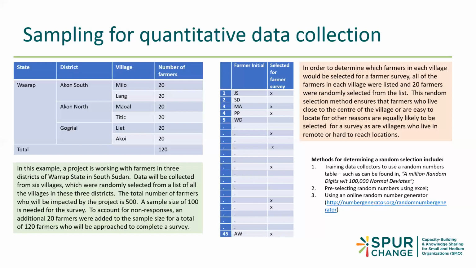In this example, there were 45 farmers in the village. We need to select 20 of these farmers. A random number generator provided 20 randomly selected numbers. The farmers on the list who correspond with these randomly generated numbers were selected for a survey. This random selection method ensures that farmers who live close to the center of the village or are easy to locate for other reasons are equally likely to be selected for a survey as are villagers who live in remote or hard to reach locations.